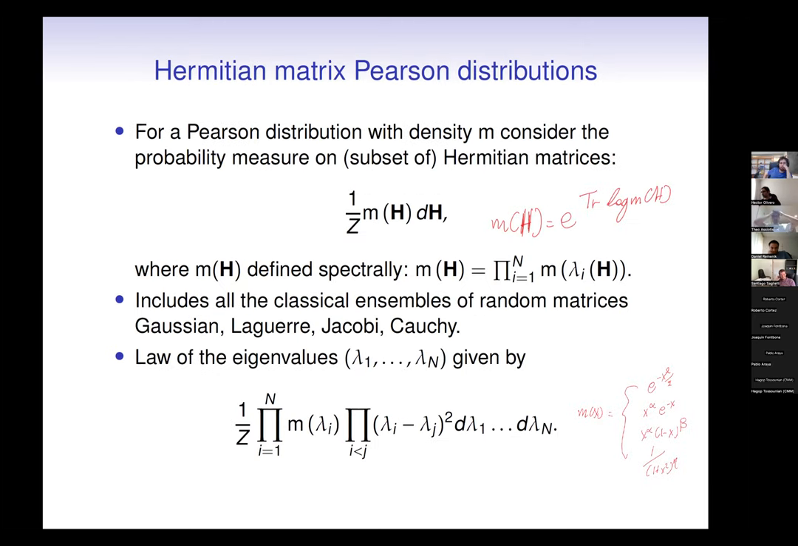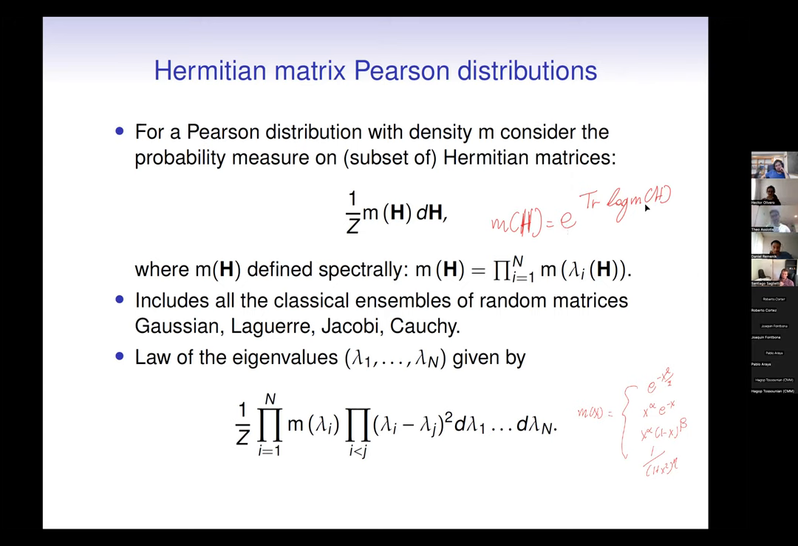Well, the matrix picture is, before we had this Gaussian GUE matrix, the Hermitian analog of the Gaussian. So somehow you can consider basically a Hermitian analog of this Pearson distribution. So you define it this way. You have this Lebesgue measure on Hermitian matrices, a normalization constant, and you have the weight. And of course, here I'm abusing notation somehow, because H is a matrix, m(H) is again a matrix. But what I mean here is just this thing. If I was more careful, I should have written it like e to the trace of log m(H) somehow.